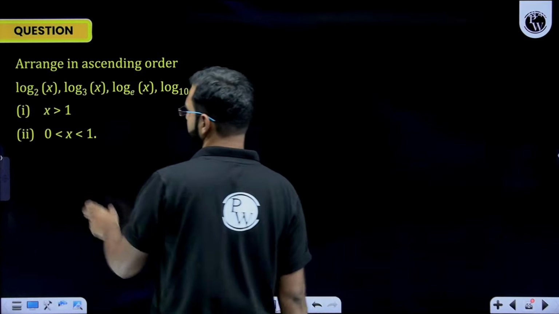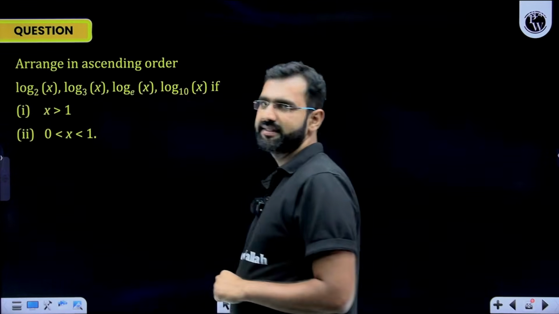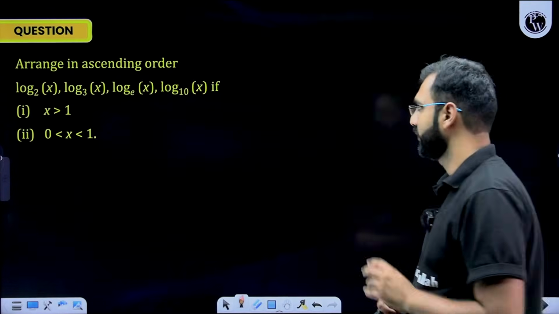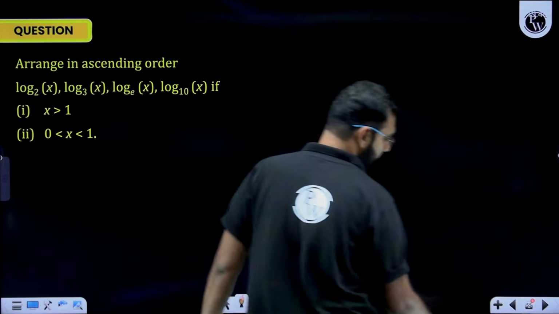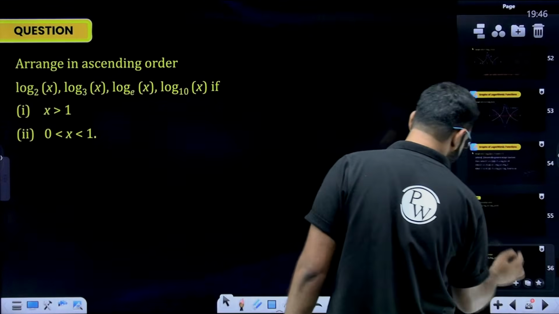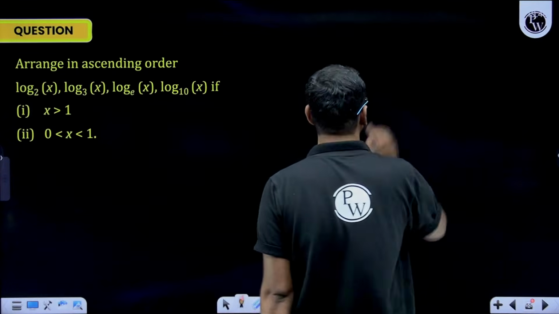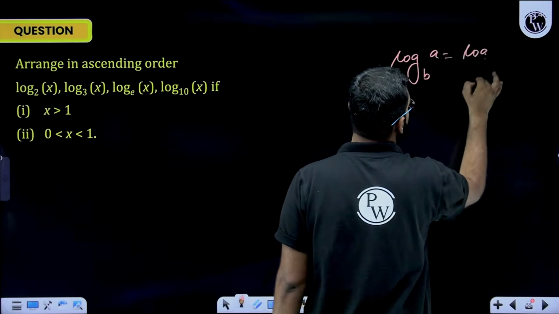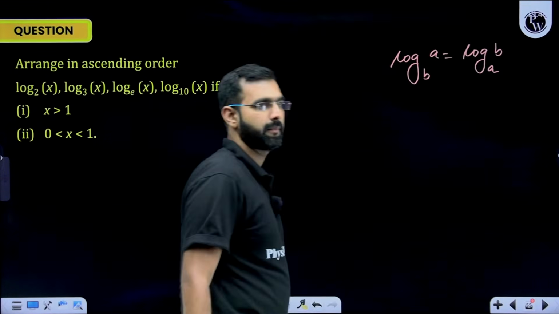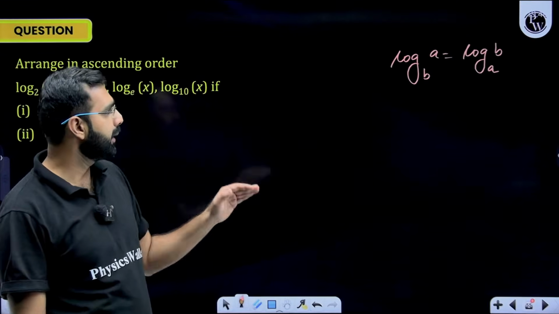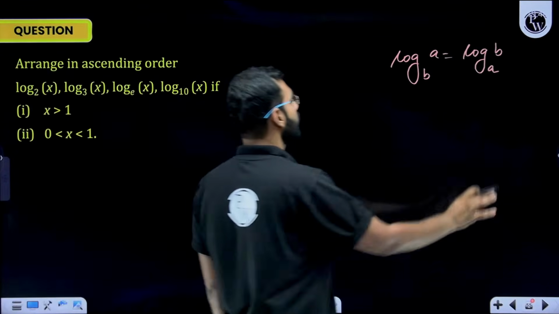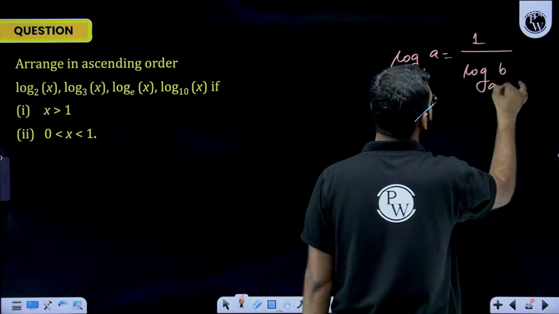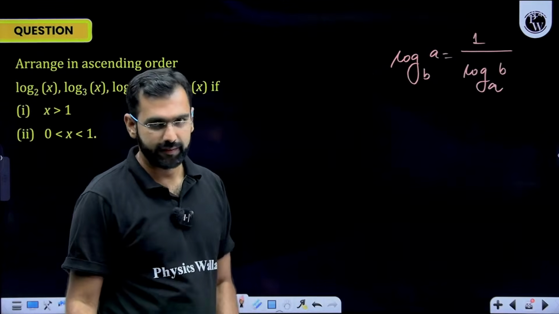Now there are two cases: once x is greater than 1, and the other time x is between 0 and 1. So there are two ways of solving this. First of all, do you remember the property we discussed, that log a base b can be written as, sorry, I'm really sorry, where is my mind today? It is written as 1 upon log b base a. Give me a quick update on this. This is how we write it.